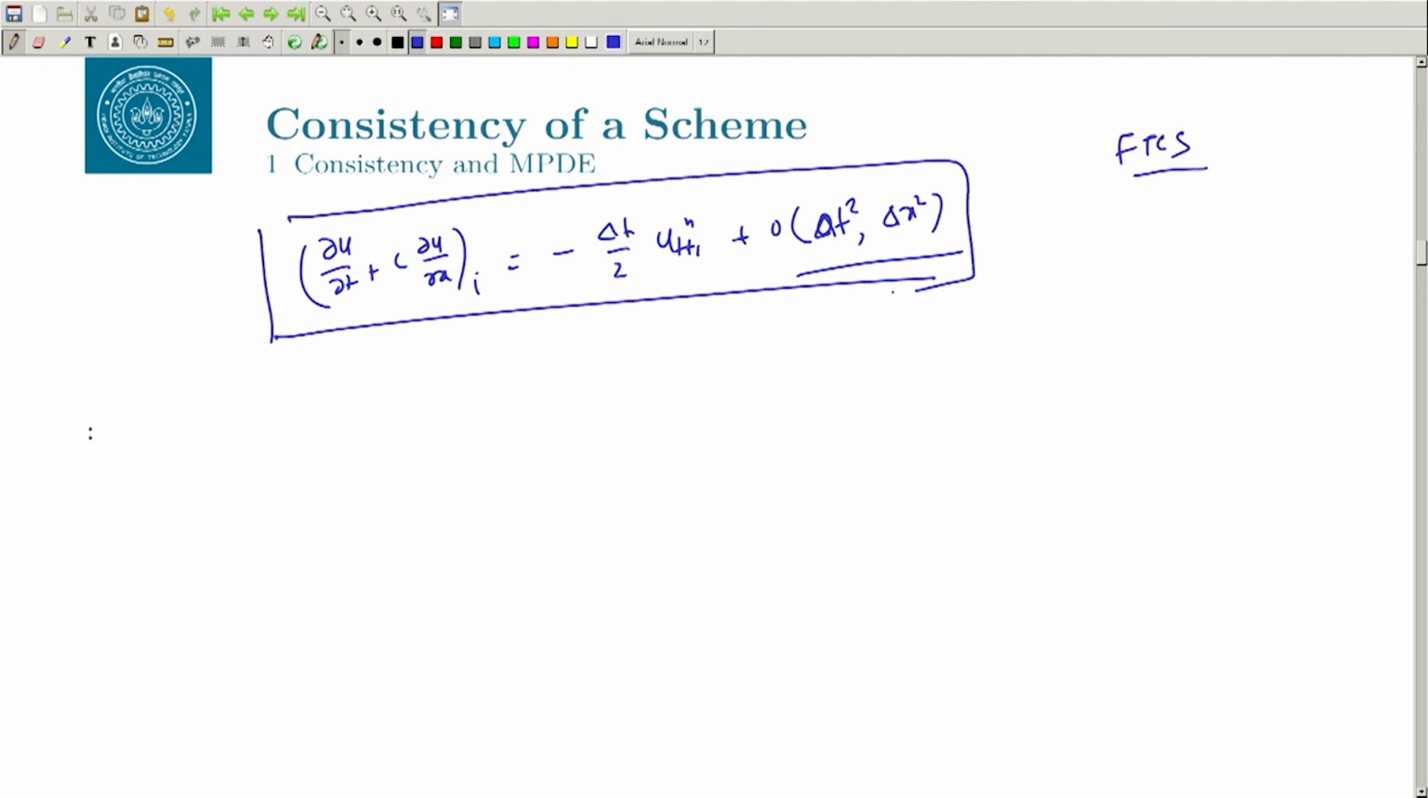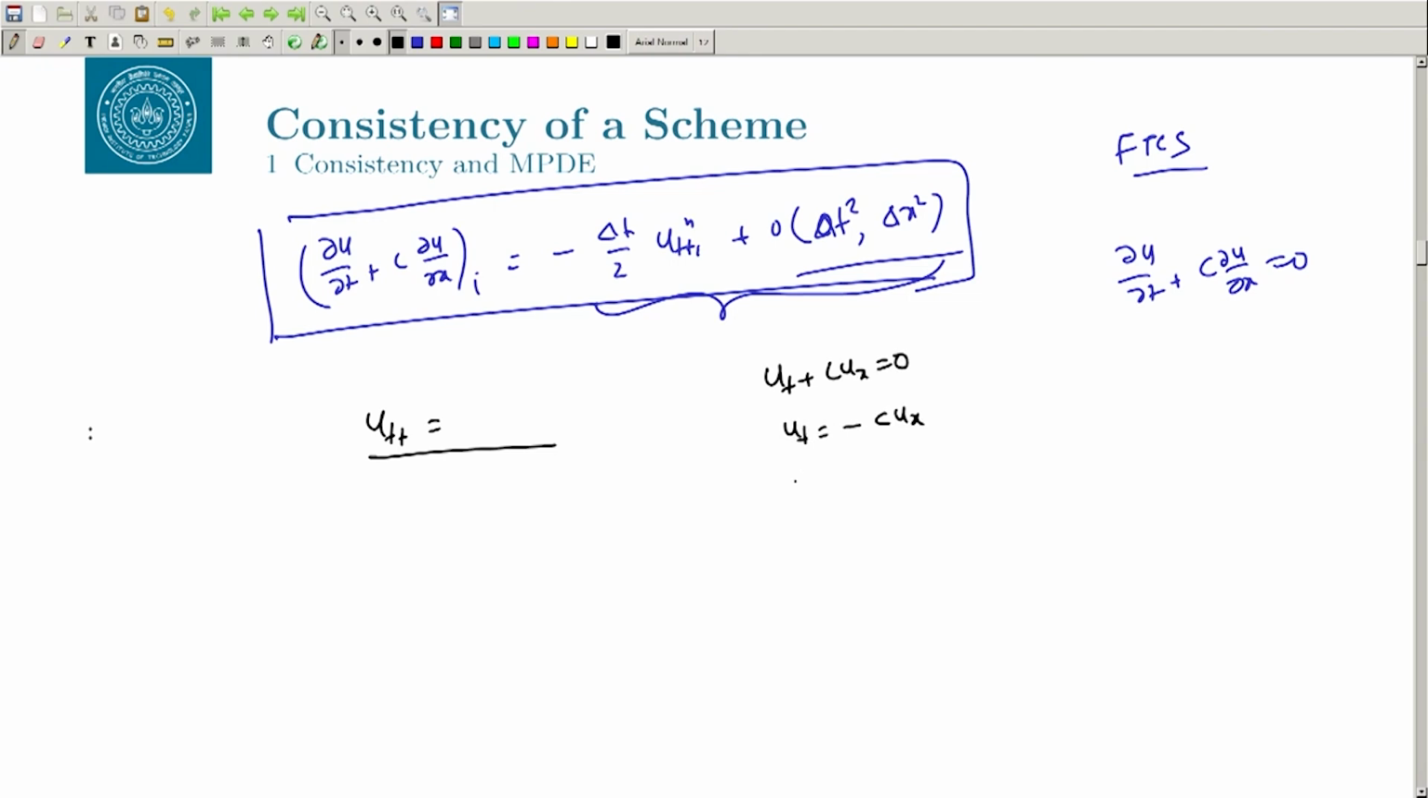And you can see that we wanted to solve del u by del t plus c del u by del x equal to 0, but the right hand side is actually not 0, it has got certain terms. Now, we will write everything in terms of space. So, u t t we want to put in terms of space. You have u t plus c u x equal to 0, that means u t is equal to minus c u x. I will take another derivative with respect to time, so u t t equal to minus c u x t.